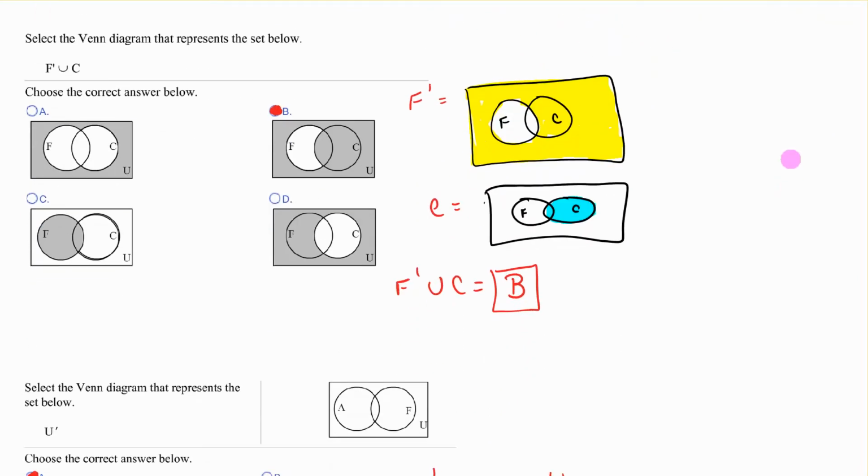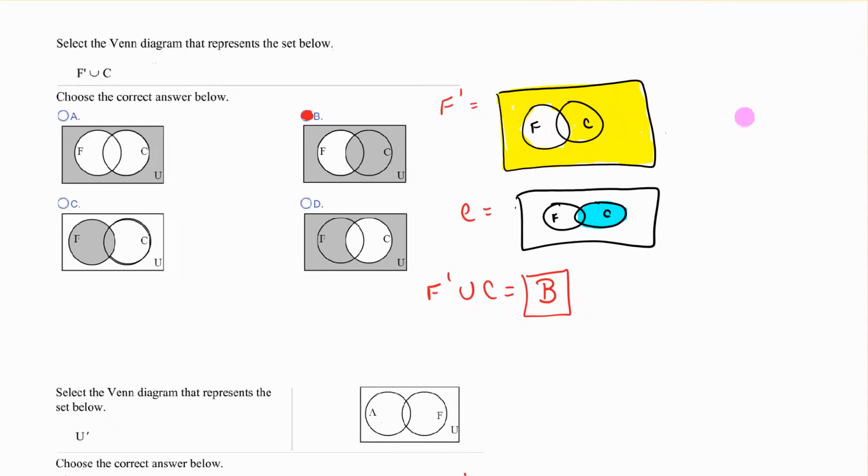F prime union C. All right? So F prime is everything not in F. And then if we color in C, we've got that. So F prime union C would be all of this and the surrounding area. So that would be this right here, because this was F prime, and then C would pull in this much here. And so you would have all of this. Okay?